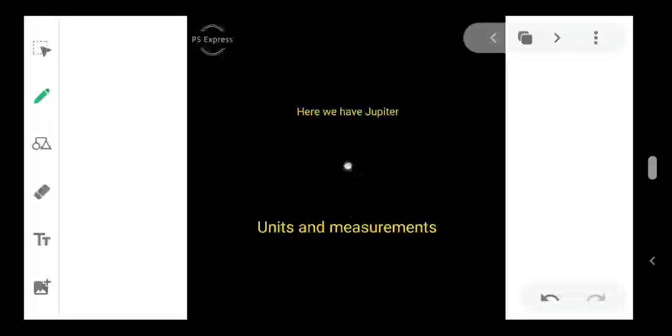Basically, I have given you one worksheet, and many of you have not done it. So I thought I should discuss some of the important things of this chapter. I'm not going into units because I think you can read a little bit of units, but about measurements, basically about length, I'm going to tell you a little bit.